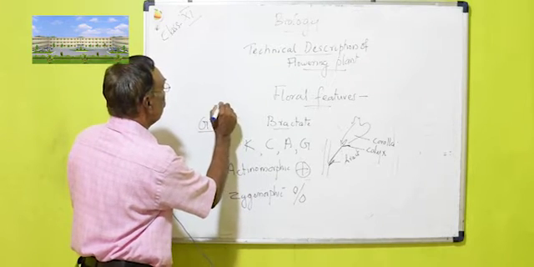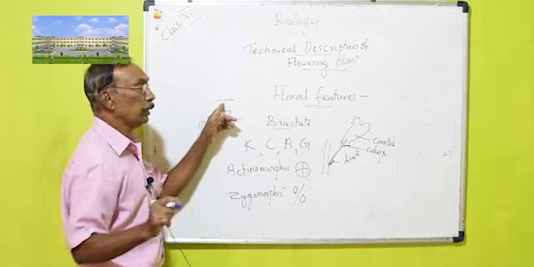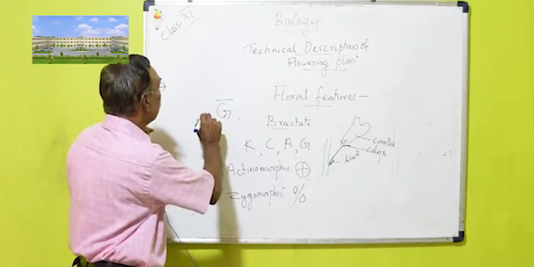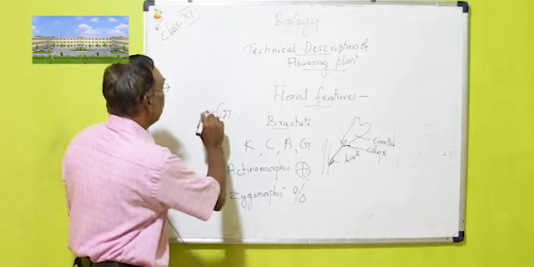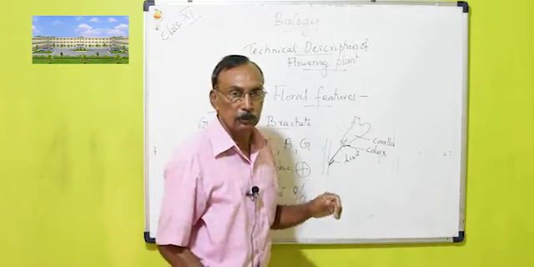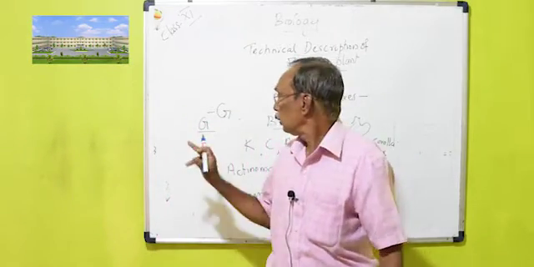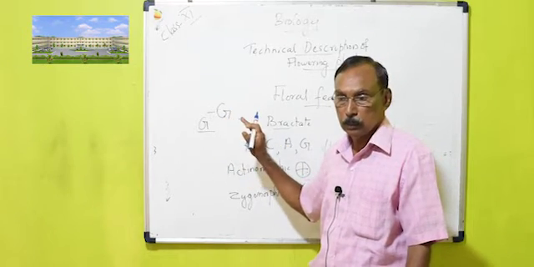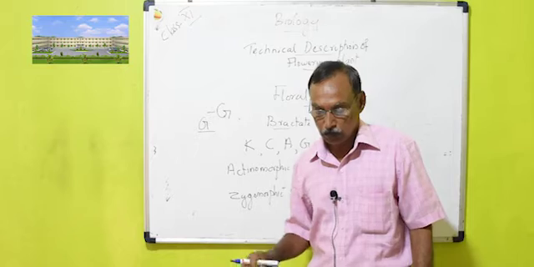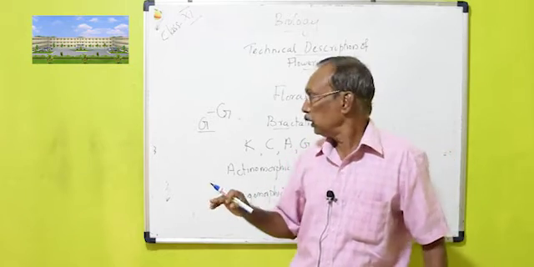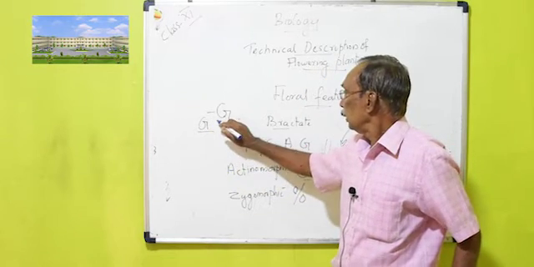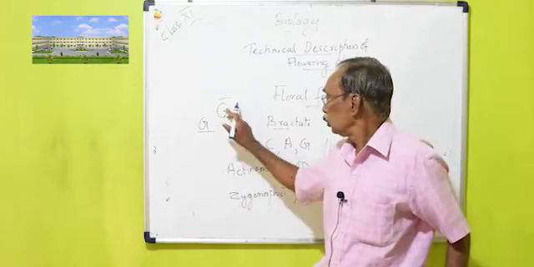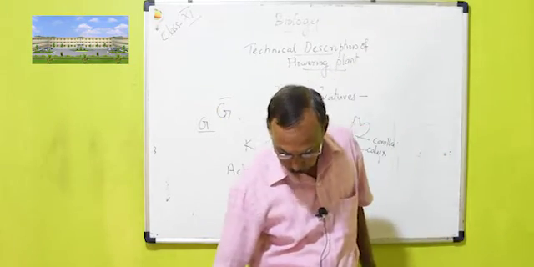Perigynous, you can do it like this. Above, if you draw a line, it is called perigynous. Middle line represents perigynous. So there are three different types of flowers, based on the position of the gynoecium. It can be hypogynous, epigynous, and perigynous, three different types. Using this symbol, you can write.